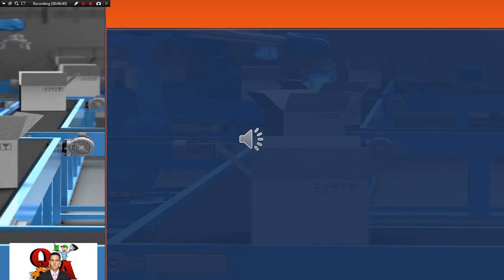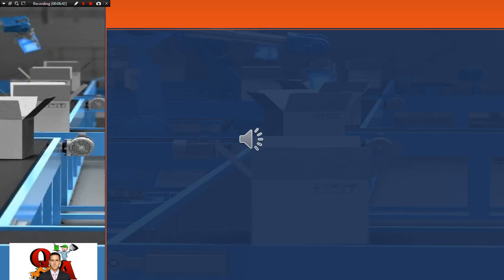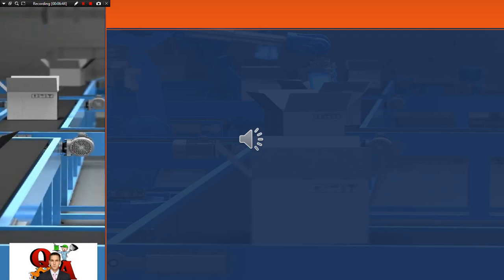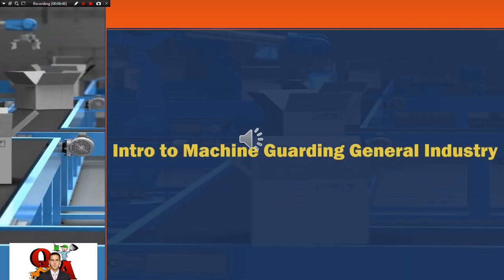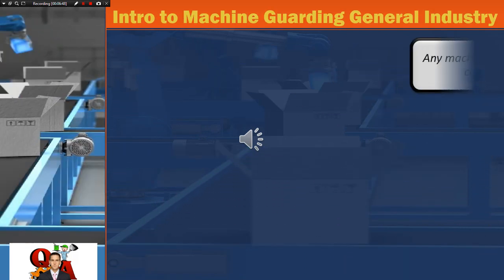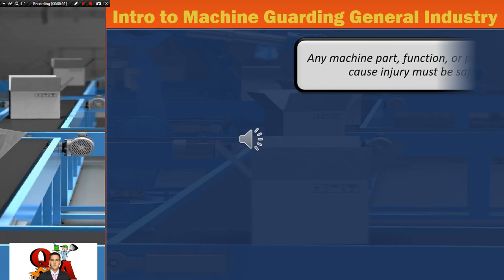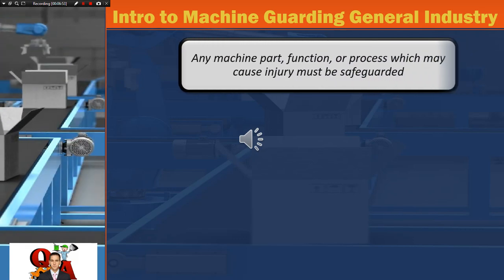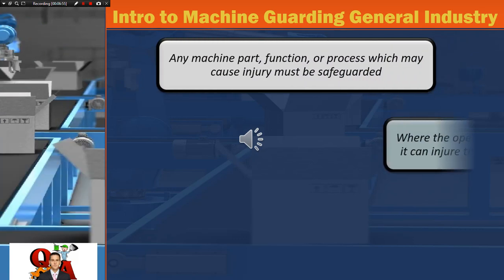Intro to Machine Guarding General Industry. Any machine part, function, or process which may cause injury must be safeguarded. Where the operation of a machine or contact with it can injure the operator or others in the vicinity, the hazards must be either eliminated or controlled.